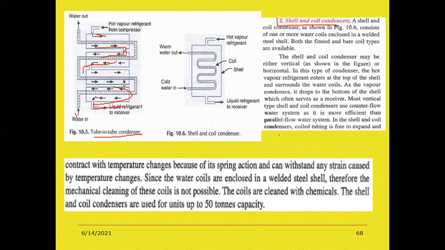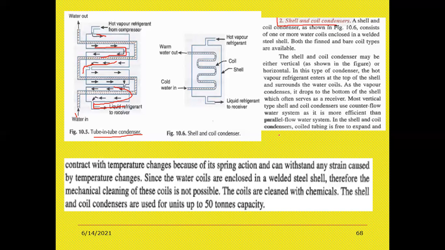So in this type of system, what happens? The coil is free to expand and contract with temperature changes because of the spring action, and can withstand any strain caused by the temperature changes. The water coils are enclosed in a welded steel shell. Therefore, mechanical cleaning of the coils is not possible, so these coils are cleaned with chemicals.